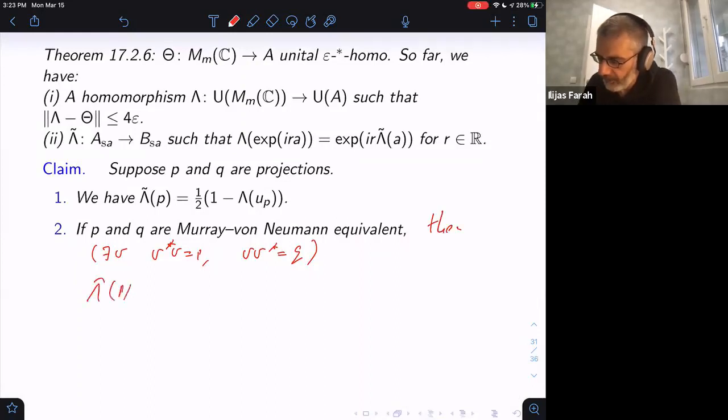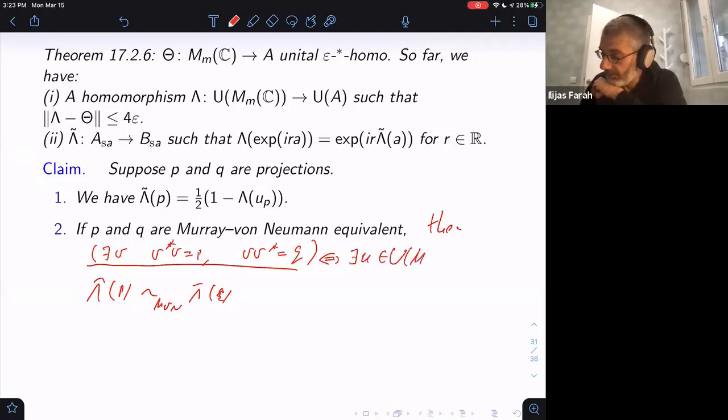Then lambda tilde of P is Murray-von Neumann equivalent to lambda tilde of Q. Well, the first trick to observe here is that in matrix algebra, this is equivalent to P and Q being unitarily equivalent. There exists a unitary U such that UPU* is equal to Q.